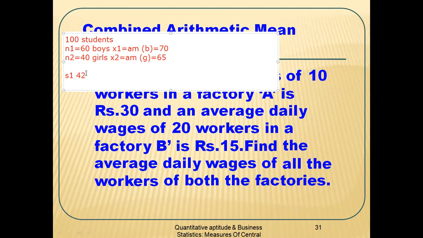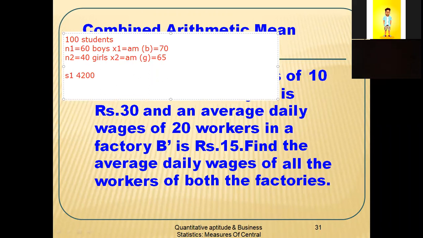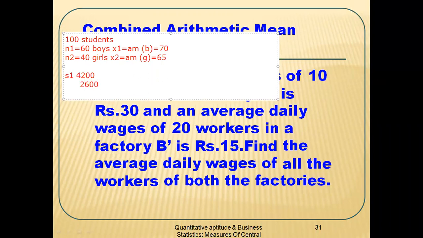Is it 4,200? Yes. So 4,200 is the first product. And in a similar way, the next product, that is for n2 with the x2 bar, n2 with x2 bar, that is nothing but 2,600. So these are the products.